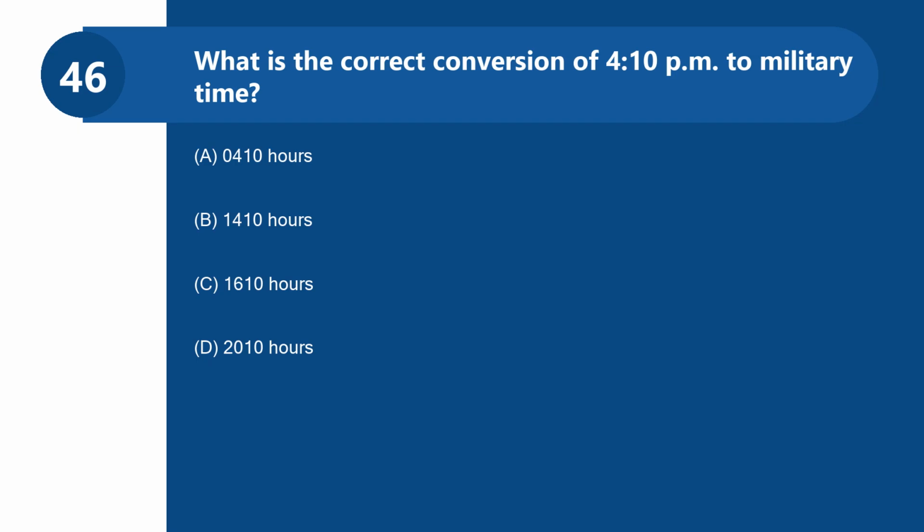Question 46. What is the correct conversion of 4:10 p.m. to military time? Option A, 0410 hours. Option B, 1410 hours. Option C, 1610 hours. Option D, 2010 hours. The correct answer is option C, 1610 hours.